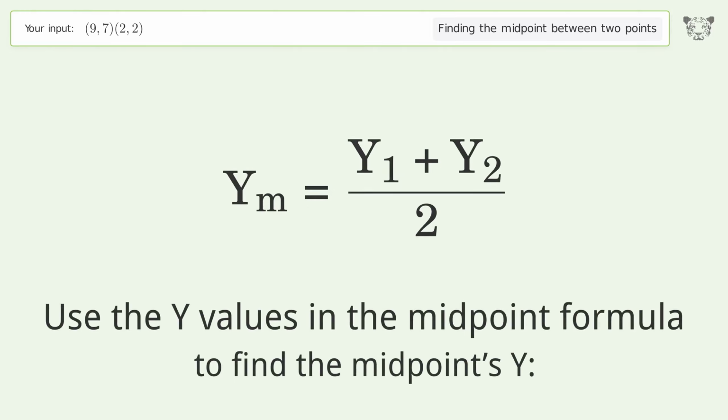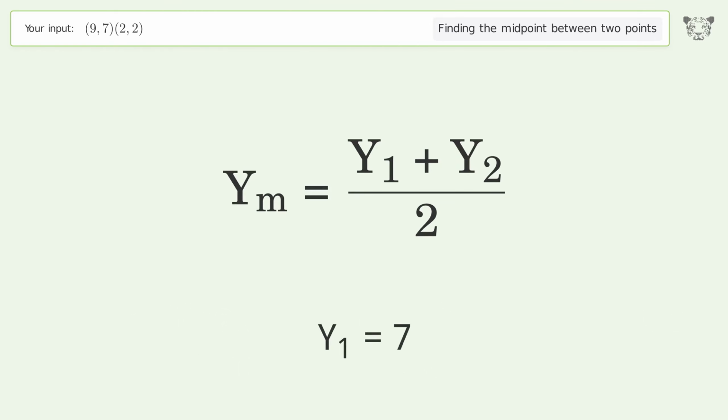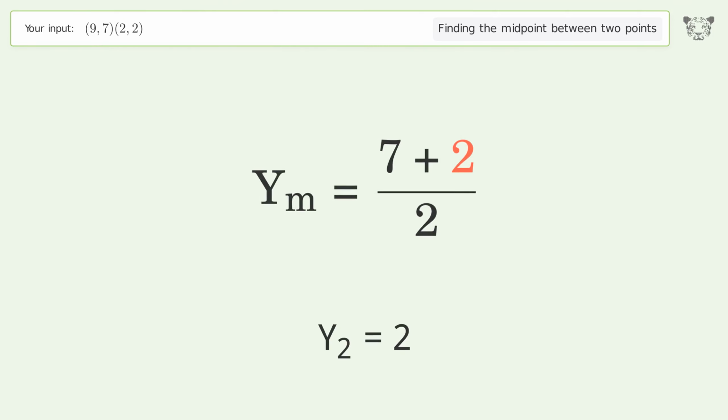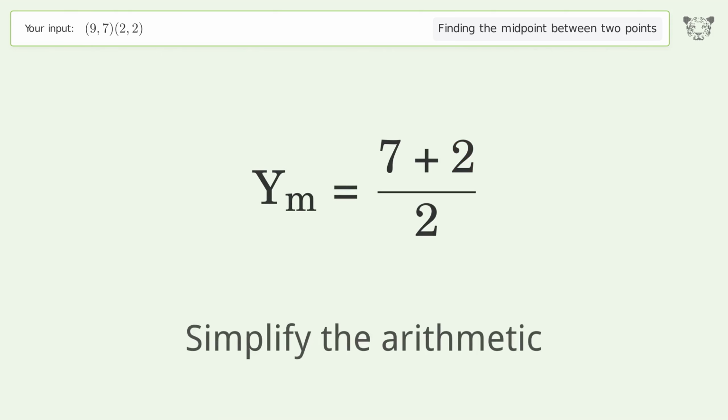Use the y values in the midpoint formula to find the midpoint's y. y1 equals 7. y2 equals 2. Simplify the arithmetic.